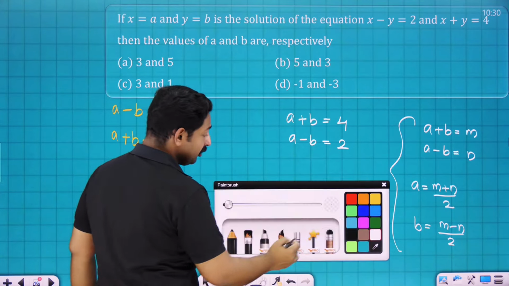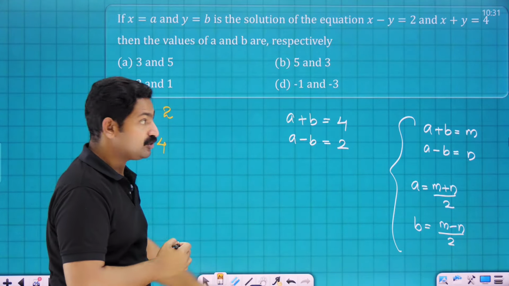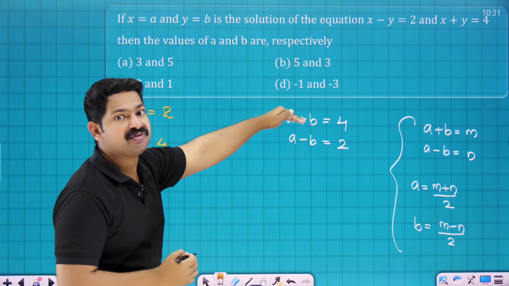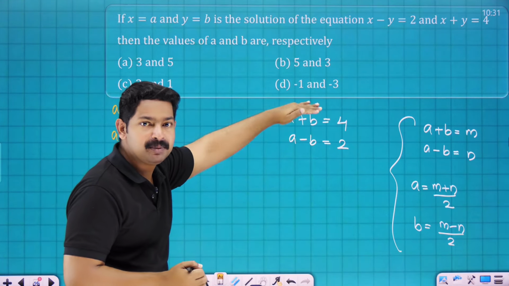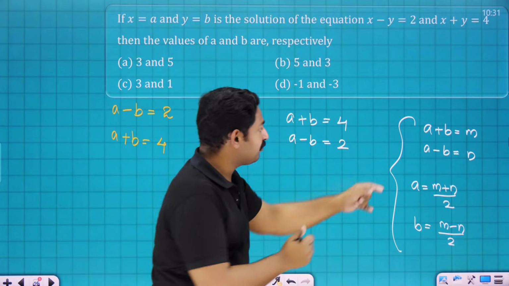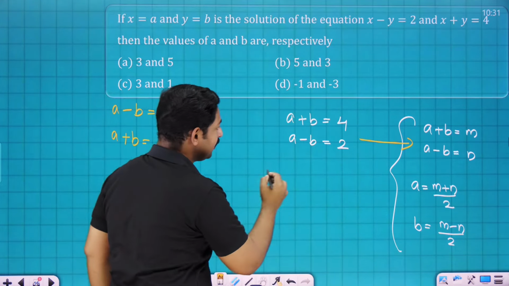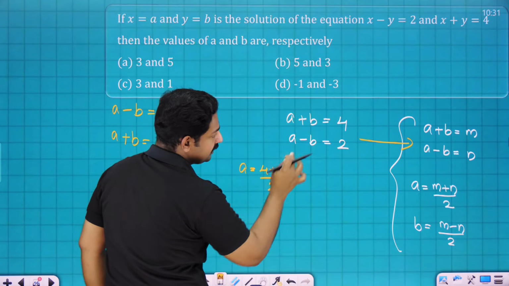So here, I have written the equations A plus B equal to 4 and A minus B is equal to 2. That's why I have written this second equation first. See, the equation which contains the positive sign should be on the top. So A plus B equal to 4 and A minus B is equal to 2 are of the same type. Then what is the value of A? A will be 4 plus 2 by 2. That is m.